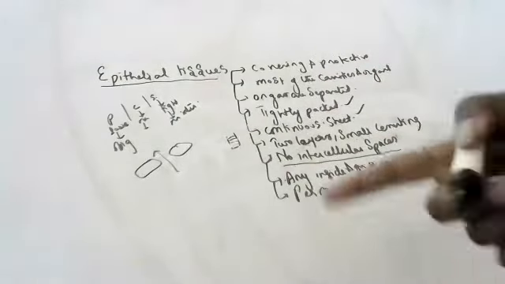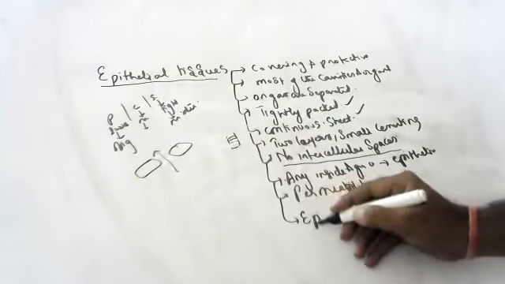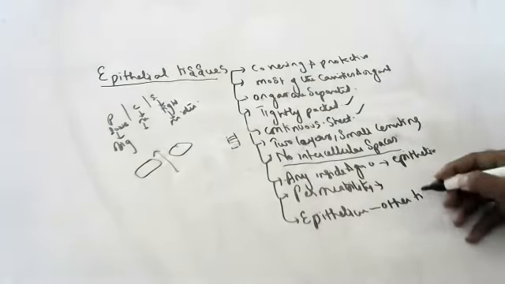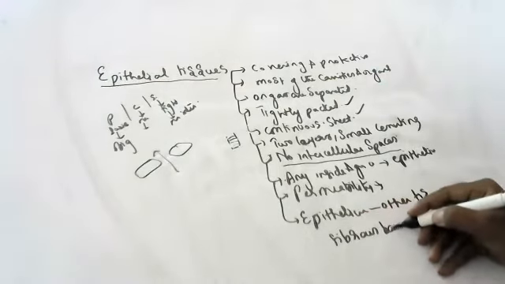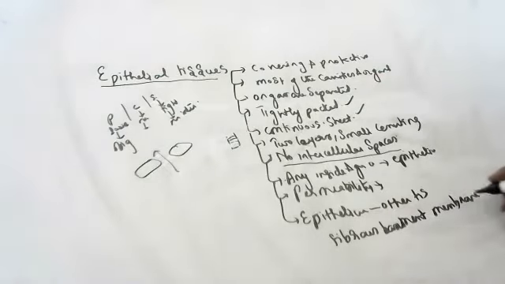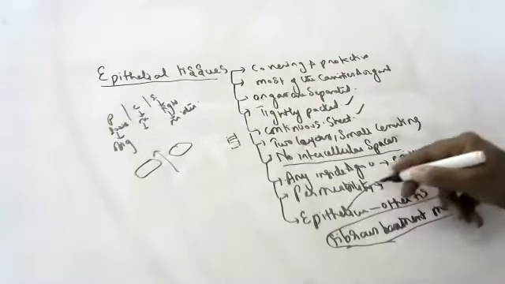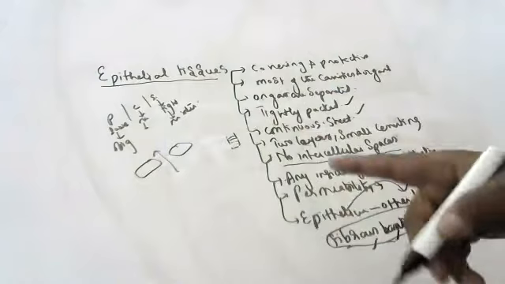All epithelium is separated from the underlying tissue by an underlying fibrous basement membrane. What is the fibrous basement membrane? It means that between the epithelium and other tissue, the structure which is present is called the fibrous basement membrane. All the epithelia are separated from other tissues by the fibrous basement membrane.